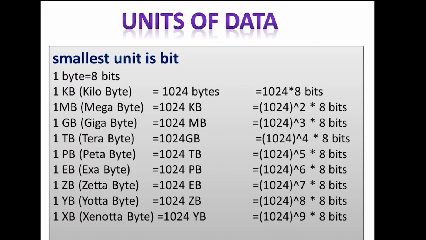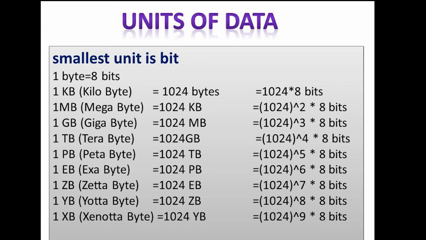In the next section, we are going to see about the units of memory. There are higher units of memory, for example, 1 kilobyte, 1 megabyte, 1 gigabyte, 1 terabyte, 1 petabyte. 1 kilobyte is equal to 1024 bytes.